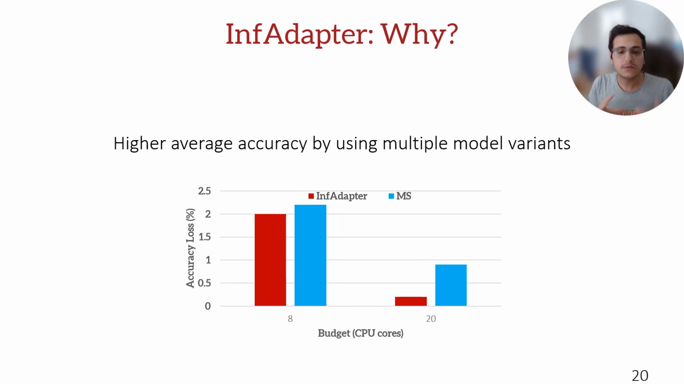This figure demonstrates that using multiple model variants in aggregate achieves better accuracy loss compared to a scenario where you have a single model. In this figure, InfAdapter uses multiple models, but model switching is fixed and just uses one model. And this figure demonstrates that accuracy loss is significantly lower when you have a particularly larger amount of CPU cores allocated.